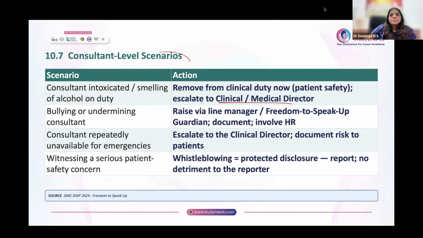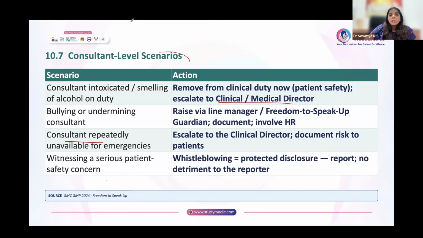Bullying or undermining. Okay. See, there are a lot of hierarchies which happen. Ideally the first thing is to talk to the consultant about why they are doing that. If they are not listening, then you can inform the educational supervisor, you can inform the dean, TPD, HR, all those things.